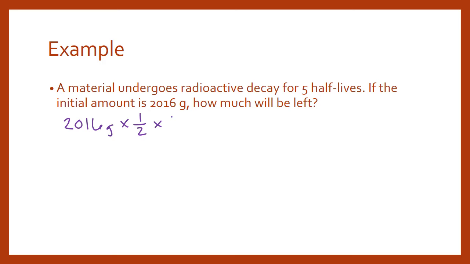There's 1, 2, 3, 4, 5. Okay, and then I'm going to plug that right into my calculator. So 216, I'm going to type it in, making sure to follow order of operations. I'm going to put each of my halves in parentheses, and make sure that I have 5 halves. 1, 2, 3, 4, 5. Okay, and that got me 63 grams.